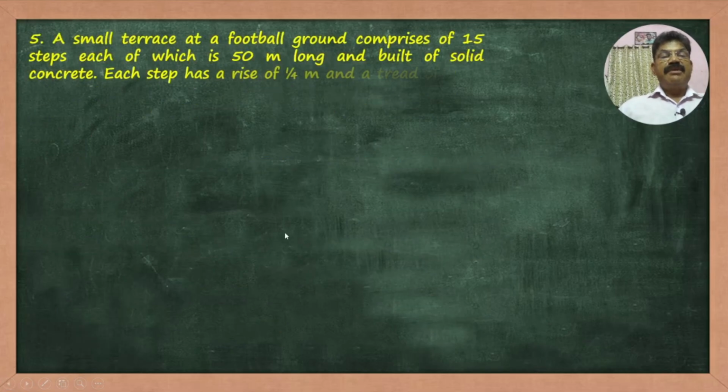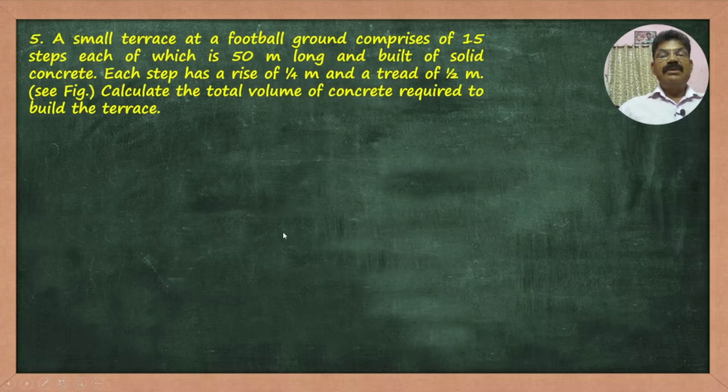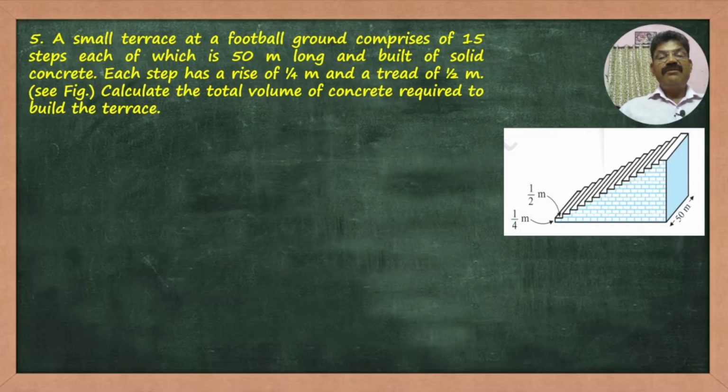Last problem. A small terrace at a football ground comprises of 15 steps, each of which is 50 meter long and built of solid concrete. Each step has a rise of 1/4 meter and a tread of half meter. See the figure. Calculate the total volume of concrete required to build the terrace. Okay. You look at the problem carefully and see the diagram also.